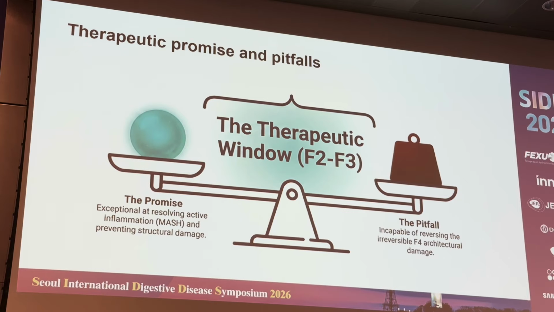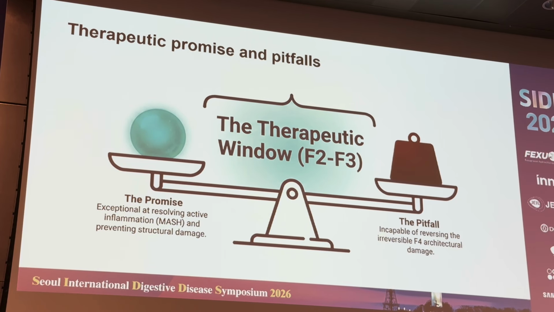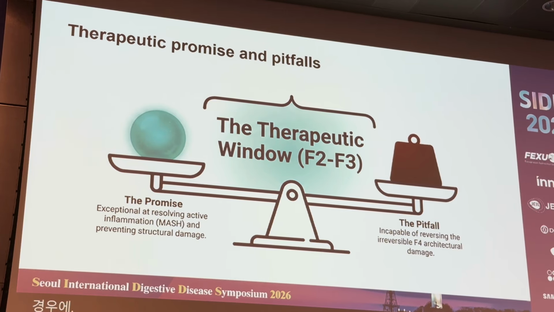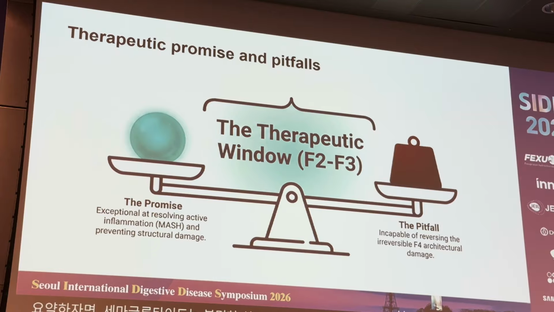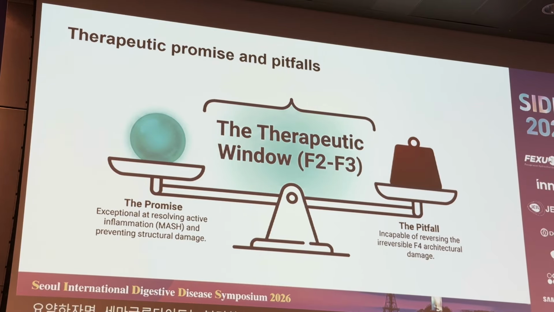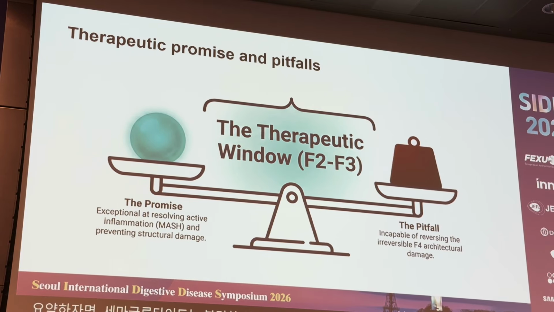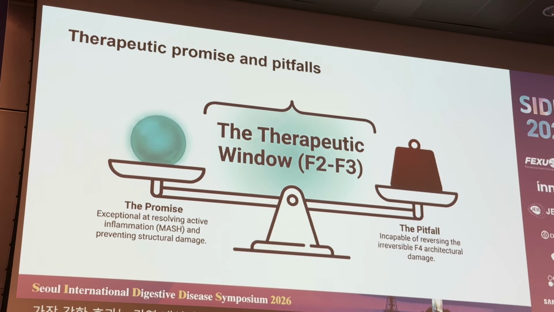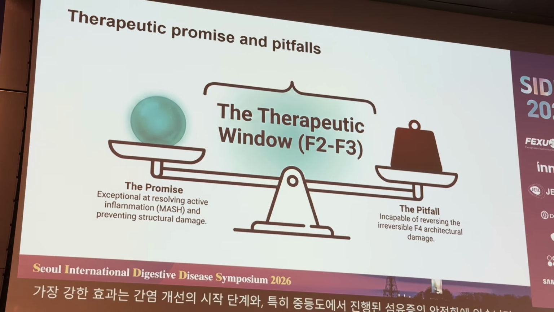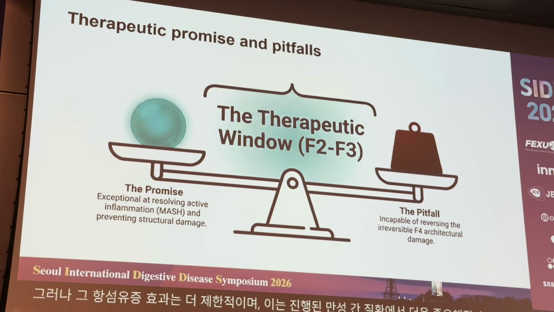To summarize, semaglutide has clear therapeutic promise and pitfalls. Its strongest effect is on steatohepatitis improvement and disease stabilization, especially in moderate to advanced fibrosis. However, its antifibrotic effect is more limited, and this becomes even more important in advanced chronic liver disease. Another challenge is long-term maintenance, as treatment discontinuation may lead to substantial weight regain.